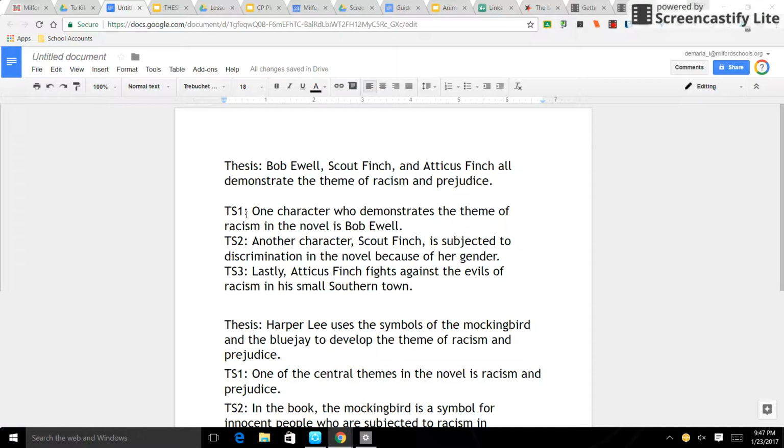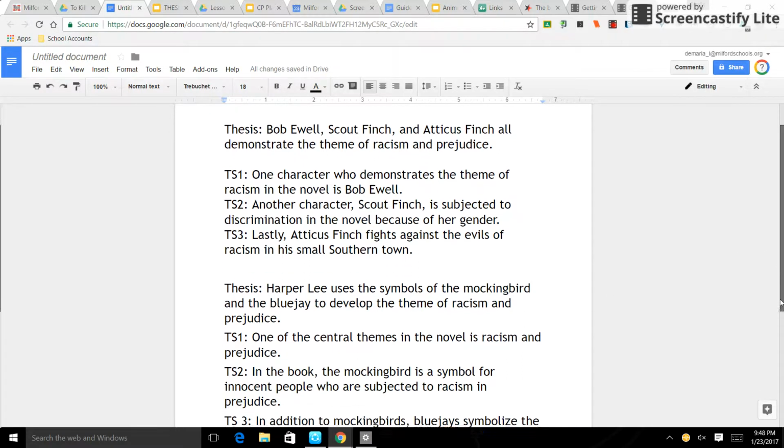Topic sentence 1 says, one character who demonstrates the theme of racism in the novel is Bob Ewell. Topic sentence 2 says, another character, Scout Finch, is subjected to discrimination in the novel because of her gender. Topic sentence 3 says, lastly, Atticus Finch fights against the evils of racism in his small southern town. So I've created a nice, clear, short topic sentence about each of those characters, and I know what that paragraph will be about. Let's look at one more sample here.